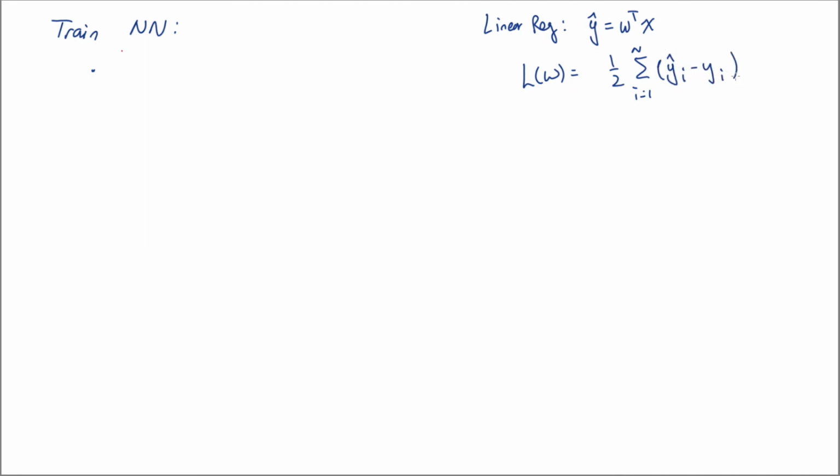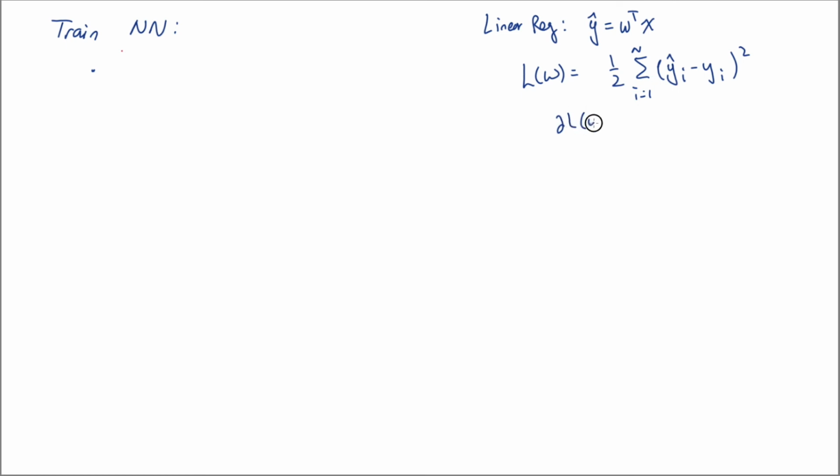Now, how do we train a neural network? Well, the only way to do this is numerically, because it's really, really hard to take derivatives. I mean, you can imagine, when we had linear regression, we had y hat equals w transpose x, and then we had our loss function, which looked like this: the sum of y hat i minus yi squared.